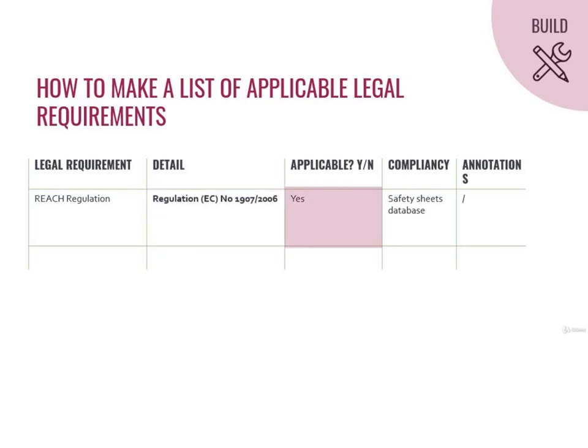Then, in the applicable column, we will write yes if our company manages chemicals and therefore has to follow this law. We will write no if our company doesn't manage chemicals at all. In this specific example, we'll write yes. Then, in the compliancy column, we will write what our company does to be compliant with this law. In this example, we will write that our company needs to have a database of all the information related to the substances it handles. To be specific, this database is made of all the safety sheets of these substances. The safety sheet is a document in which the seller wrote everything you need to know to store and use this product safely.